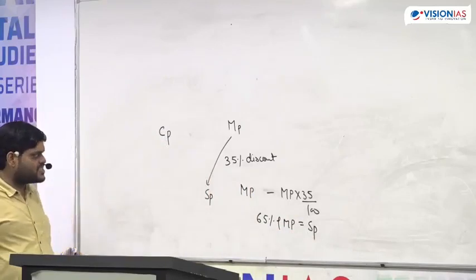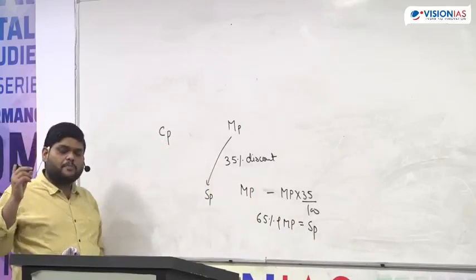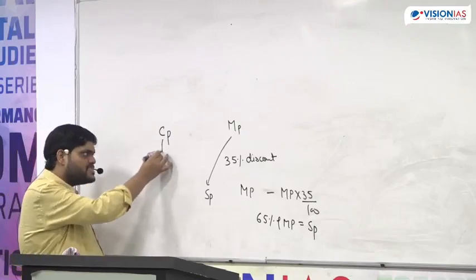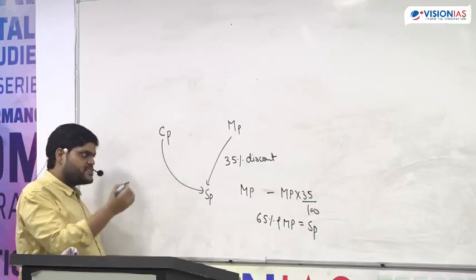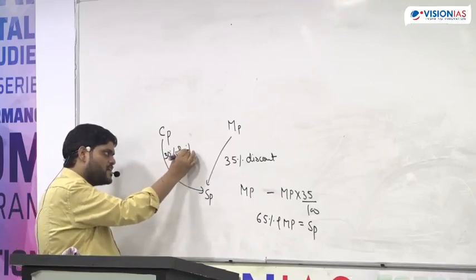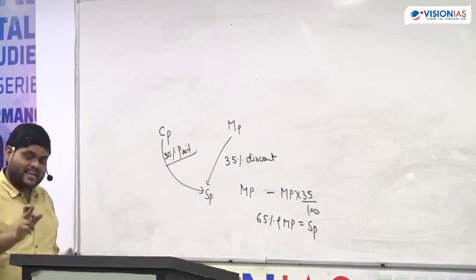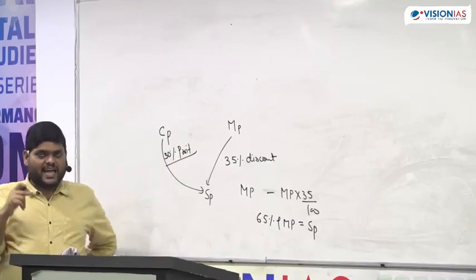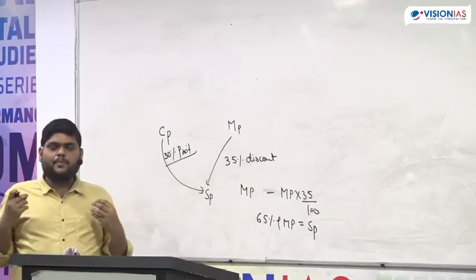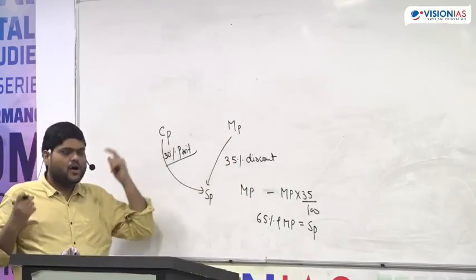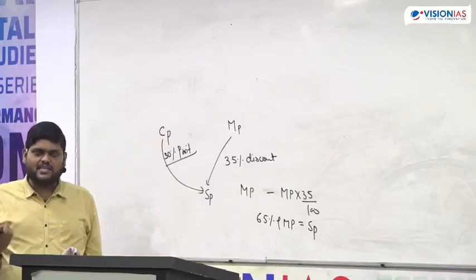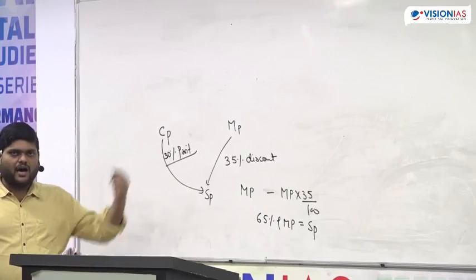The second relationship is the shopkeeper still managed to have 30% profit. That means still 30% profit is there. Profit means increment, and like a discount was calculated on a mark price, the profit is calculated on a cost price. The discount was calculated on a mark price, the profit is calculated on a cost price.